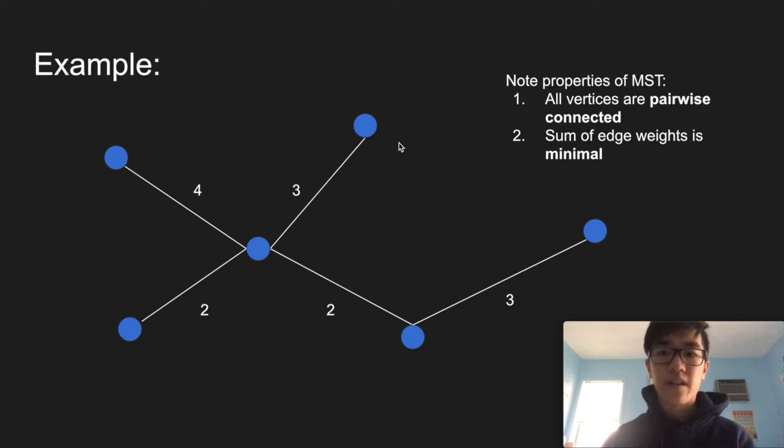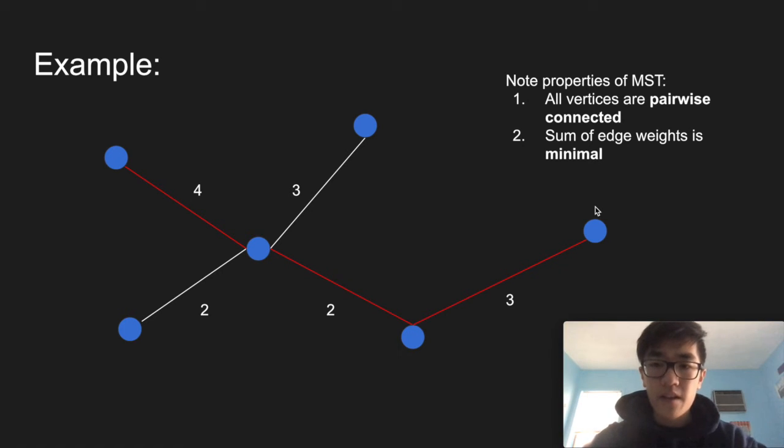So let's review what the properties of an MST are. There's two properties that need to be satisfied. First, all vertices are pairwise connected. What does this mean? It means that if we take two vertices, let's say this one right here and this one over here, there'll always be a path connecting the two. So there's a path connecting these two vertices as shown in red. And this applies to all other pairs of vertices. The second property is that the sum of the edge weights is minimal, meaning that if we had selected any other subgraph, the sum of the edge weights will be greater than or equal to the sum of the edge weights in this current graph.